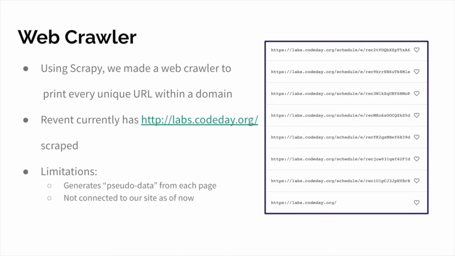Unfortunately, there are a lot of limitations to the way we did this. First of all, we generated pseudodata for each page. What this means is that we didn't find an effective way to get data like the date created, etc. of each page, and so we just wrote a script to generate some fake data that we could use. Also, this is not connected to our site as of now. Originally, we wanted to put it up in a Lambda, but we ran out of time for this implementation.